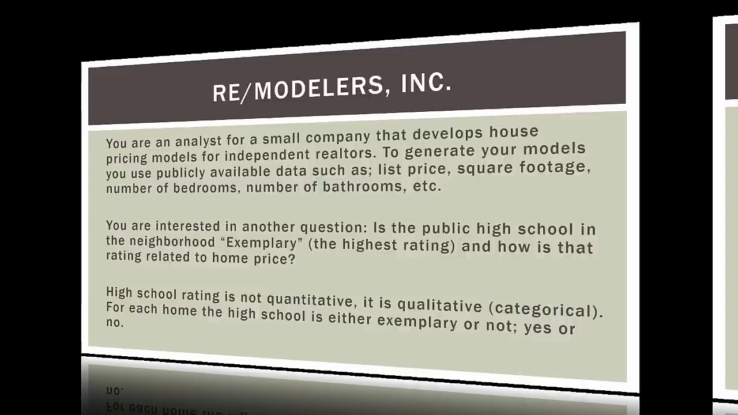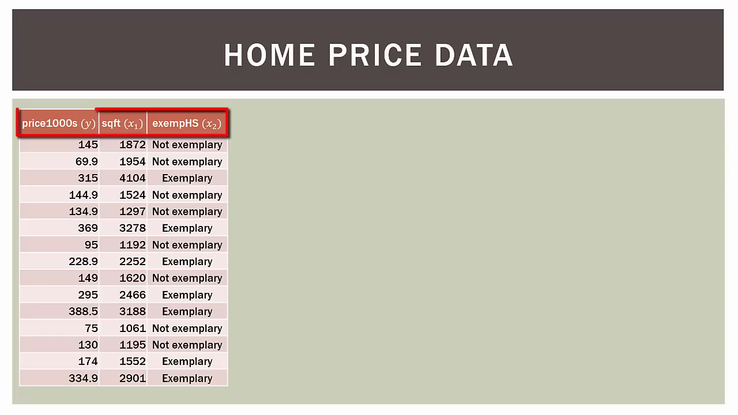So here is our home price data. On the top, we have price in thousands. That's our dependent variable. Then we have square feet. That's our first independent variable. And then we have exempt high school. That's our second independent variable. So as we can see, the first home has a price of $145,000 US dollars. The square footage is 1,872 square feet. And that home is in a school district where the high school is not exemplary.